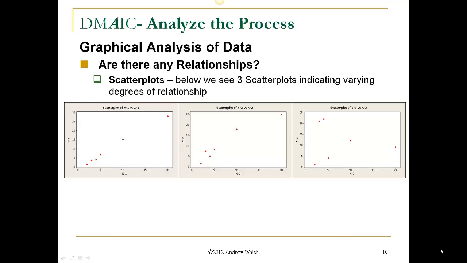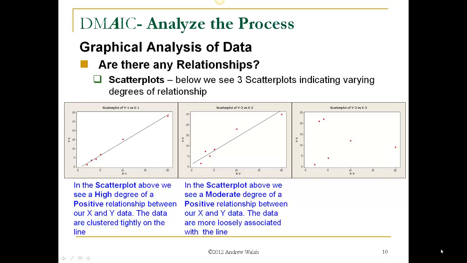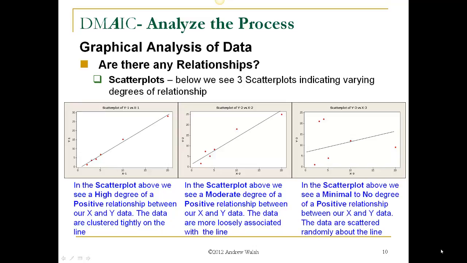Below we see three scatter plots indicating varying degrees of relationship. All the way to the left we see a scatter plot that has a high degree of positive relationship between our x and y data. The data are clustered tightly on that line. In the middle we see a scatter plot with a moderate degree of positive relationship between the x and y data. The data are more loosely associated with the line. And finally we see a scatter plot with a minimal or probably no degree of a positive relationship between the x and y data. The data are scattered very widely around the line, very randomly.